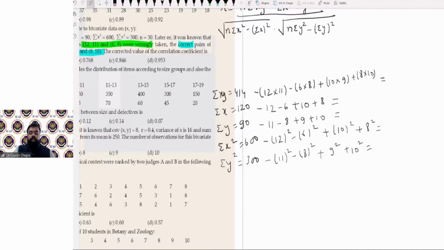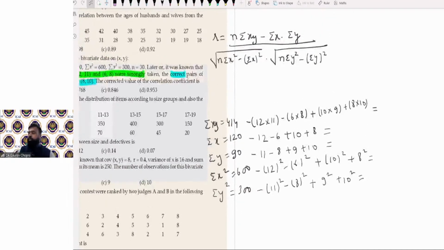Now you have to find all these values and then substitute in the formula. You will get your answer.